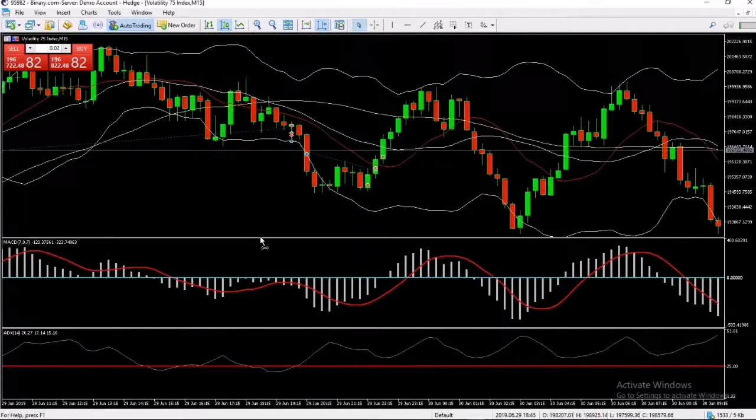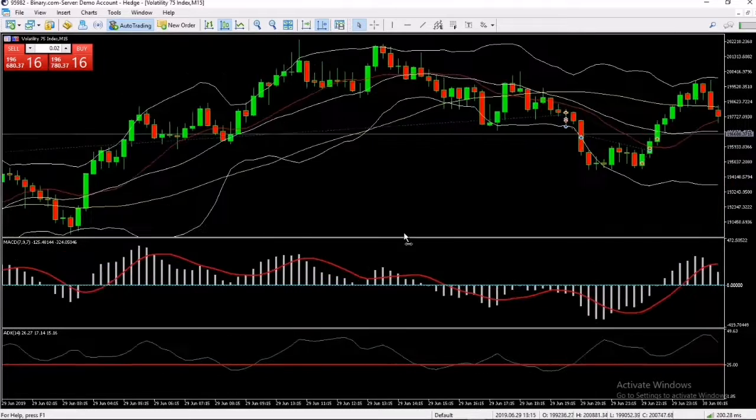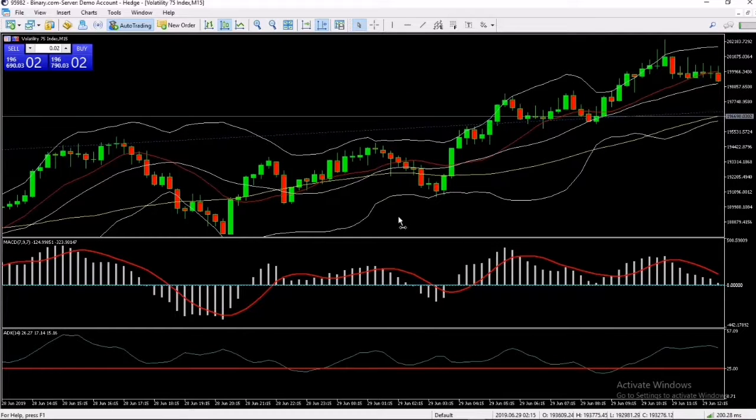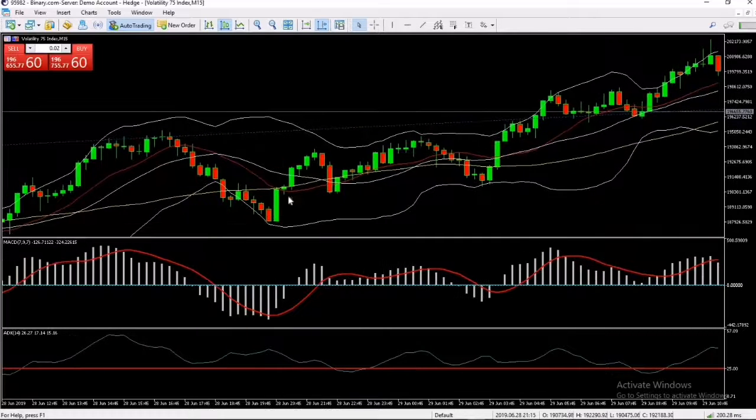Let me give you another example of a buy before we now start looking for a sell option. Okay, before we start looking at how to trade sell, let me see this.